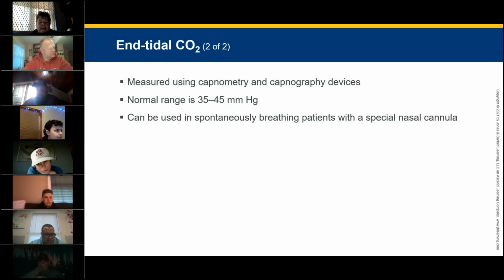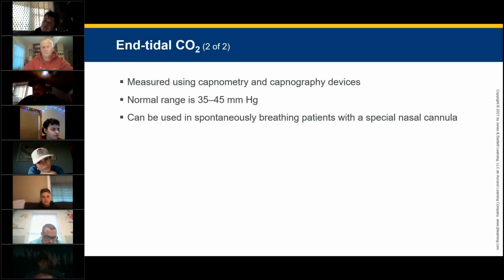End-tidal CO2 is measured using capnometry and capnography devices. Capnometry refers to the use of a device that provides a digital numeric reading of the end-tidal CO2 level. Capnography provides both the numeric reading and a graph from breath to breath. The normal range is 35 to 45 millimeters of mercury.